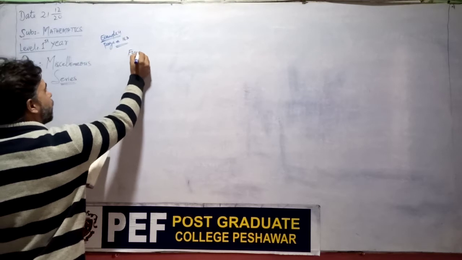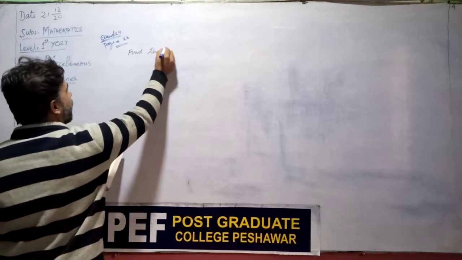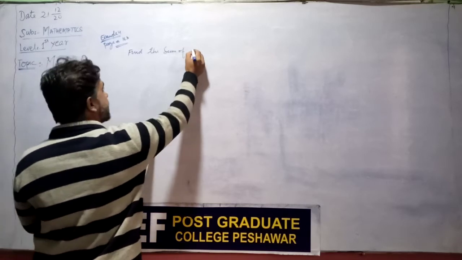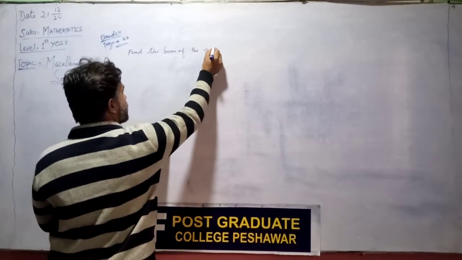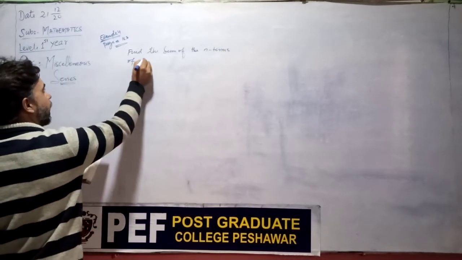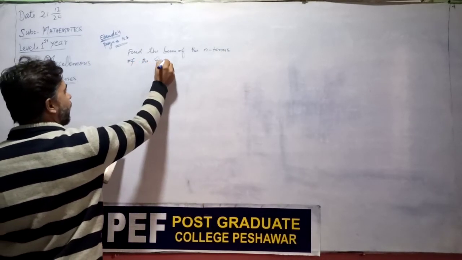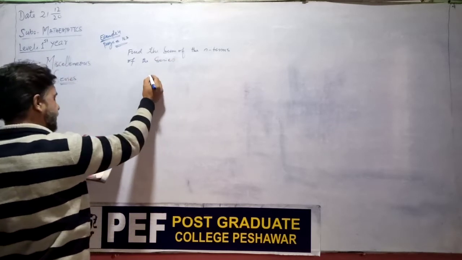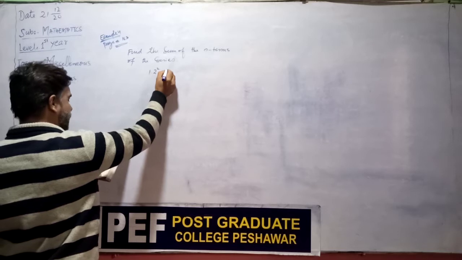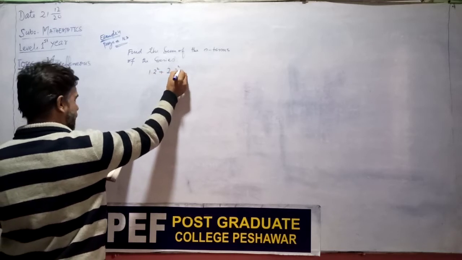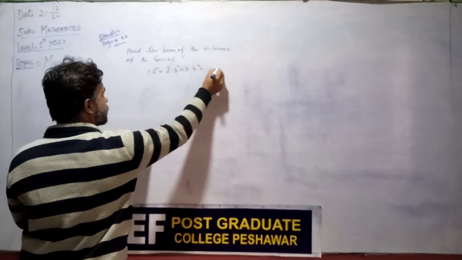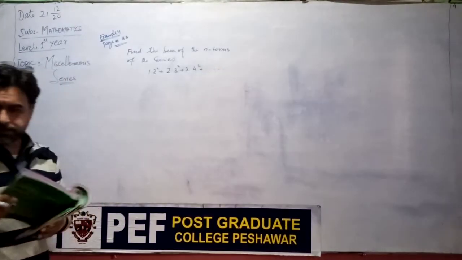Find the sum of the n terms of the series. Which series is it? This is 1 multiplied by 2 squared plus 2 multiplied by 3 squared, similarly 3 multiplied by 4 squared, and so on, in an infinite series.